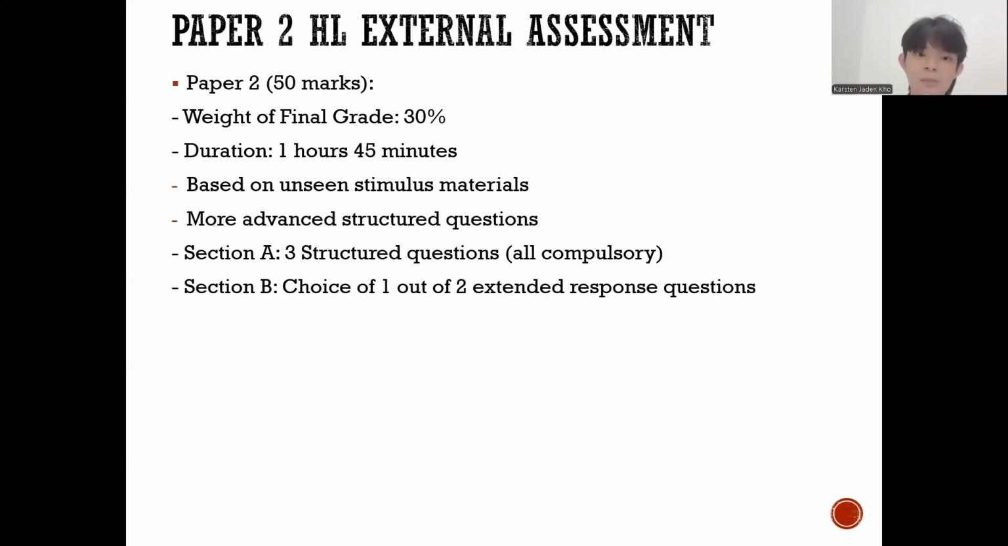And in section A, where SL needs to answer only 2 structured questions, for HL, 3 structured questions need to be answered. In section B, 2 extended response questions are available, where students are expected to answer one, just like SL.